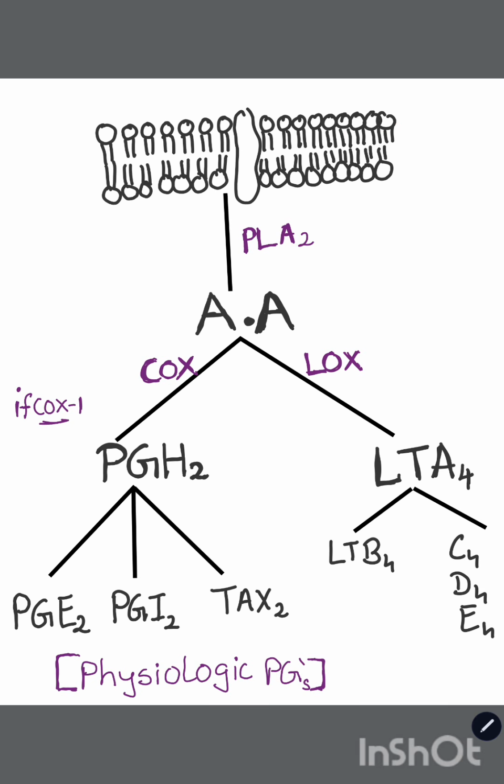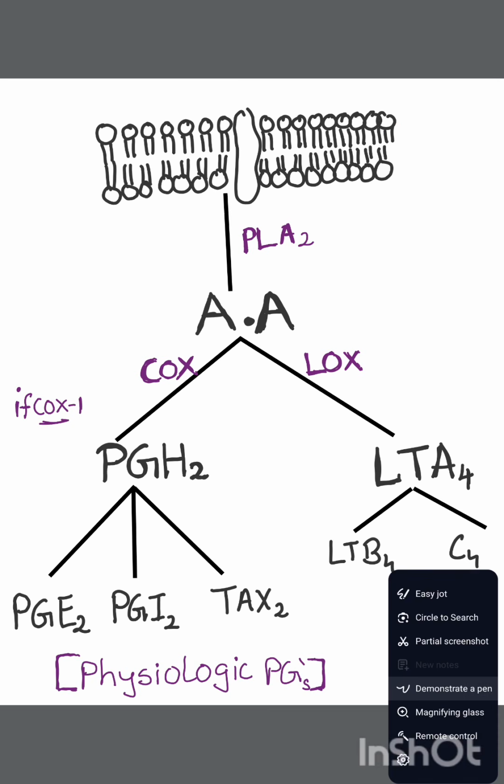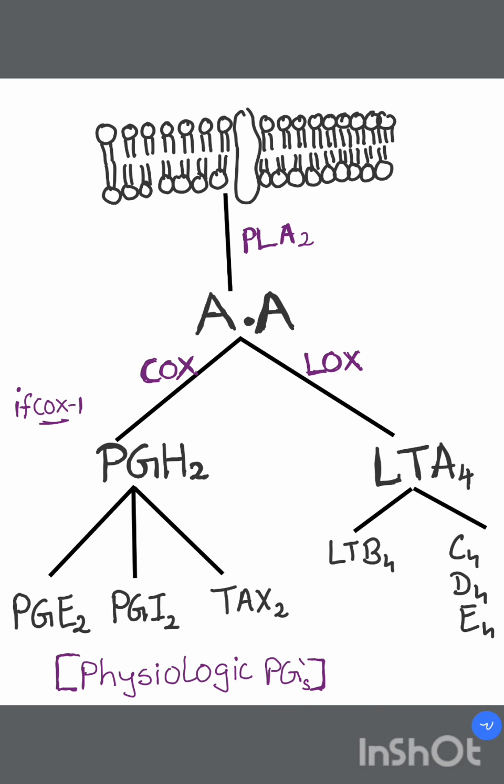So we'll understand. Normally, our cell membrane is made up of phospholipids, right? Whenever the cell membrane is injured, it is acted upon by phospholipase A2, which results in the formation of arachidonic acid. Arachidonic acid has an option. It can go into the COX pathway or the LOX pathway. If it goes into the COX pathway, and it is COX-1, there will be formation of PGH2 that will ultimately form PGE2, I2, and thromboxane A2. These are all physiological prostaglandins. And if arachidonic acid goes via the LOX pathway, the lipoxygenase pathway, leukotrienes A4, B4, C4, D4, and E4 are formed.